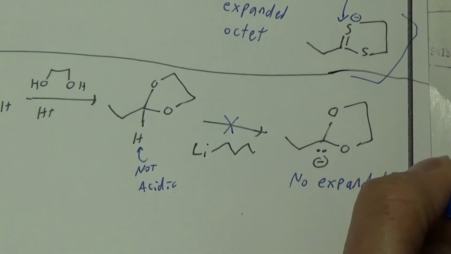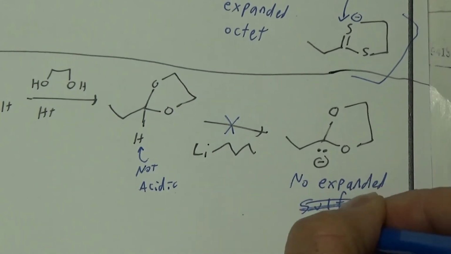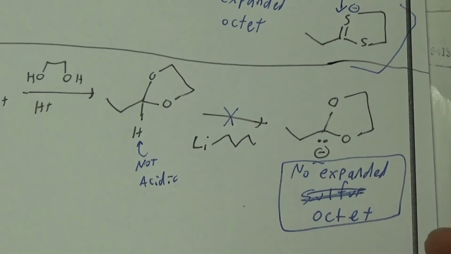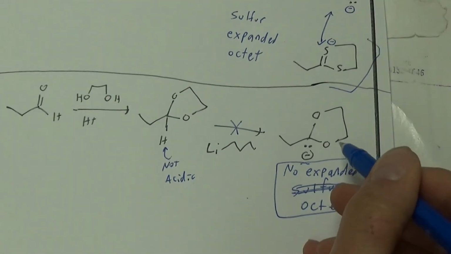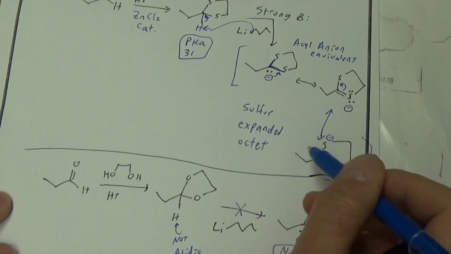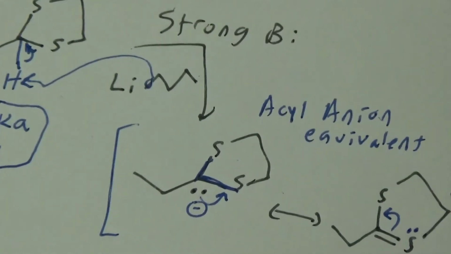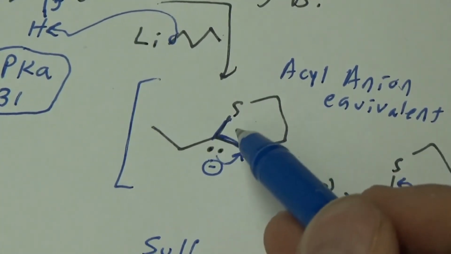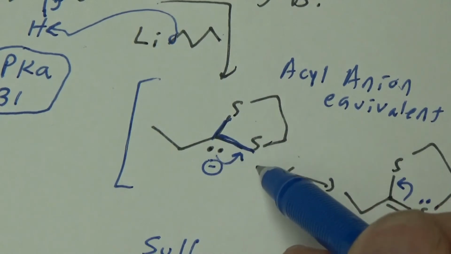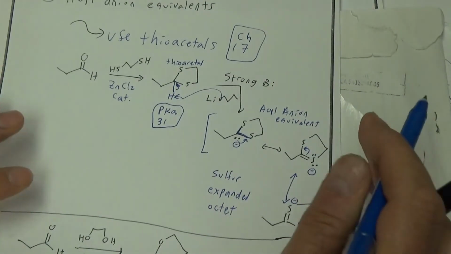So there's something special about sulfur that we're using. Whoops, expanded octet. We can't do the expanded octet thing with oxygen because it doesn't have an expanded octet. And that's why we can't do this all with acetals. We've got to use the thioacetals. And the other thing, as we're going to see in a second, is once you've got this, there's a whole bunch of things we can do. We can use this as a nucleophile, go attack stuff. And that's what's going to be cool about these acyl anion equivalents.